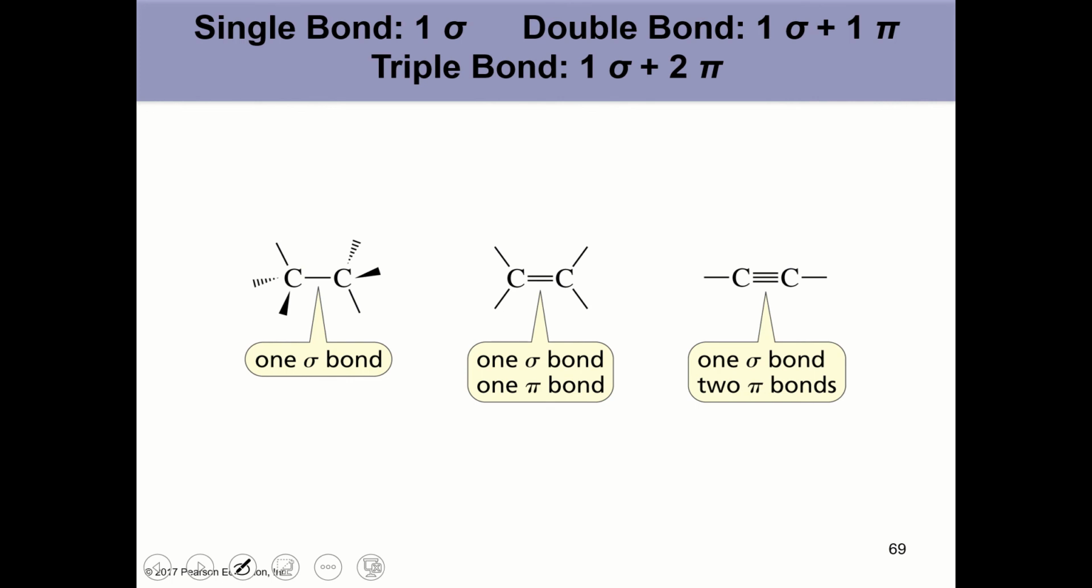Single bonds are sigma bonds, double bonds are 1 sigma bond plus 1 pi bond, and triple bonds are 1 sigma bond plus 2 pi bonds. And this is something that you should have learned in Gen Chem, but that you need to memorize now. Multiple bonds contain 1 sigma bond, and all other bonds of a multiple bond are pi bonds. So a single bond is always a sigma bond, a double bond always consists of 1 sigma bond and 1 pi bond, and a triple bond always consists of 1 sigma bond and 2 pi bonds.